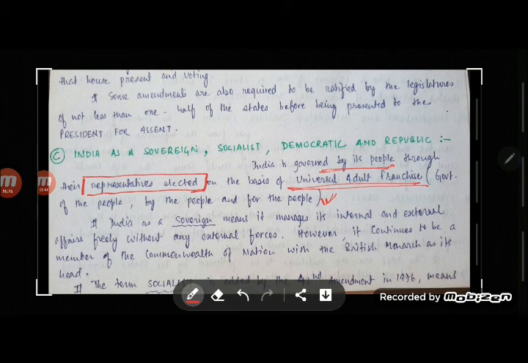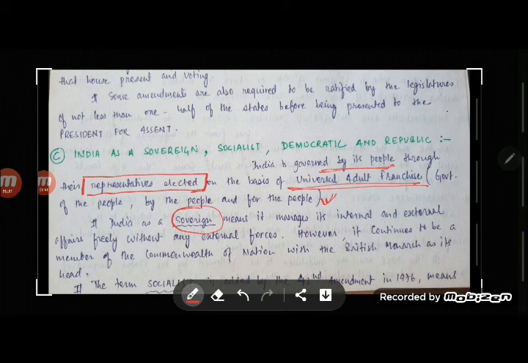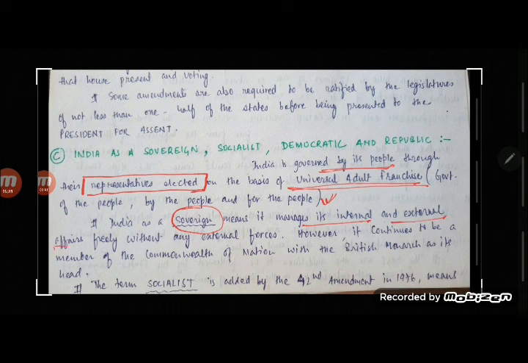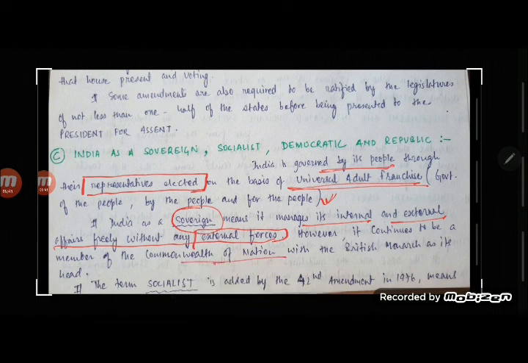So first of all, what is sovereign? Sovereign is described as all affairs managed without any external forces, so internal and external affairs are handled freely. No other country is involved in managing its external affairs. However, it continues to be a member of the Commonwealth of Nations with the British monarch as its head. As we all know, the Commonwealth of Nations has the British monarch as its head.